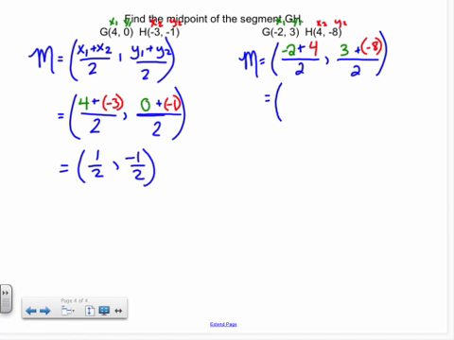When we simplify this, negative 2 plus 4 is 2, so we'll have 2 over 2. 3 plus negative 8 is negative 5, so we'll have negative 5 over 2. Now you can simplify this one a little bit more, since 2 divided by 2 is just 1, and we'll leave that as negative 5 halves. You could also write negative 2.5.